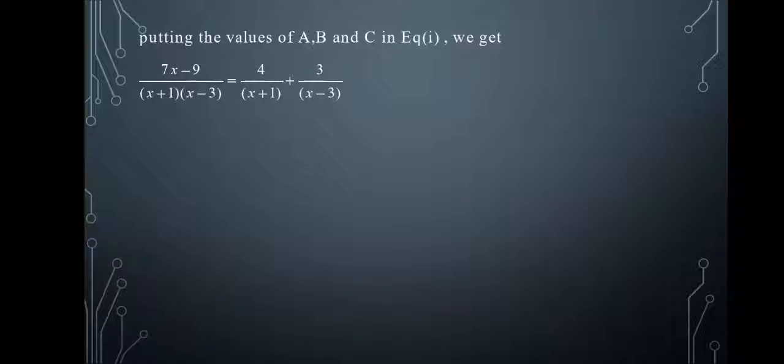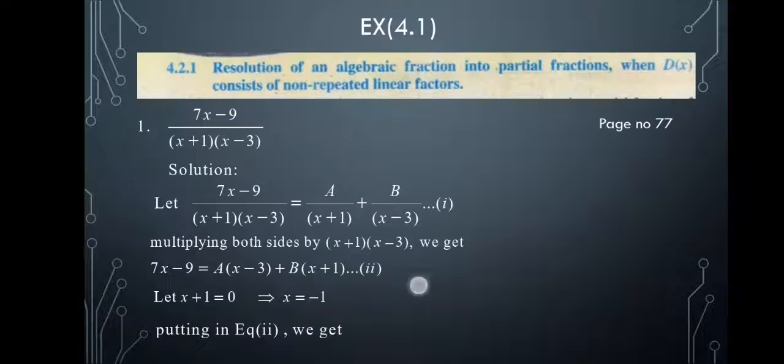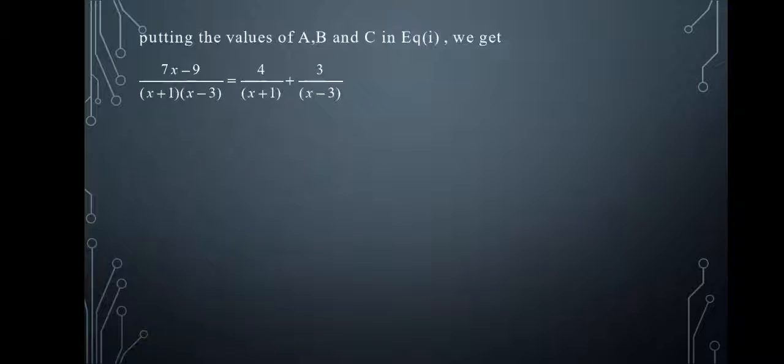Now the last thing we are going to do is put the values of A and B in the original equation, that is equation number 1. So we get (7x minus 9) by (x plus 1)(x minus 3) is equal to 4 by (x plus 1) plus 3 by (x minus 3). So this is how we resolve a fraction into its partial fractions.